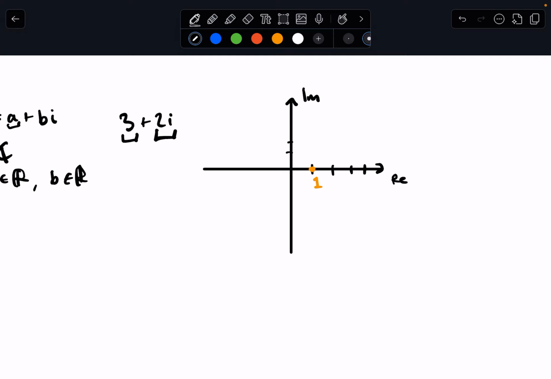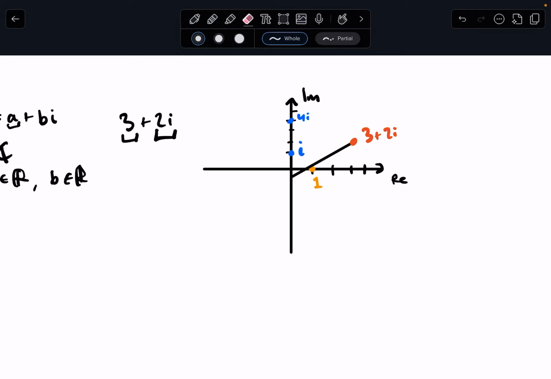Similarly, on the imaginary axis, these are just coefficients of i. So the number i would go right here. Or the number 4i would go right here. And when you add these parts together, the real and imaginary parts, you get these complex numbers. So say the number we had used as an example here, 3 plus 2i. Well, it'd be 3 in the real direction and 2 in the imaginary direction. So it'd be right here, 3 plus 2i. And this tool is actually rather powerful.